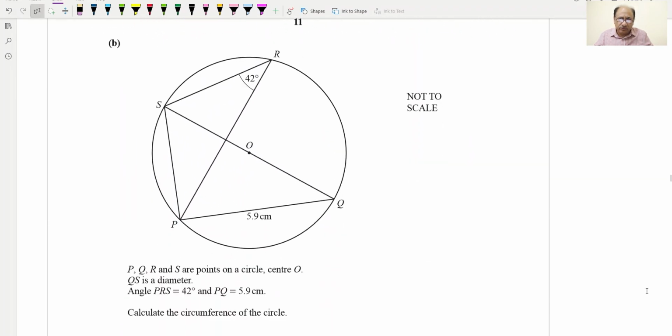Now we can move to the same question, part B, which says circle theorem and not to scale drawing. P, Q, R and S are points on the circle. QS is a diameter, and PRS is 42, this one is 42, and PQ is equal to 5.9 centimeters. Calculate the circumference of the circle. So basically we require the radius, and to find the radius, since this is 42, this top angle will also be 42 degrees, and we are provided with this one.